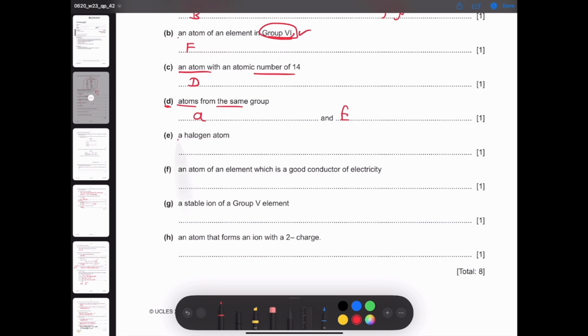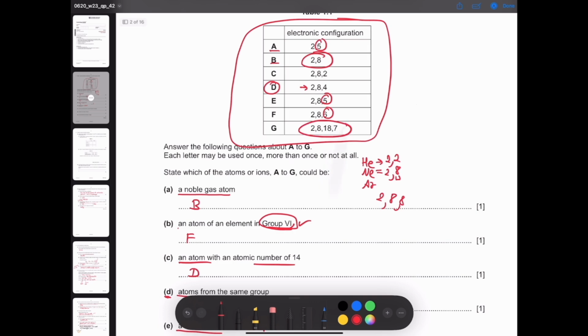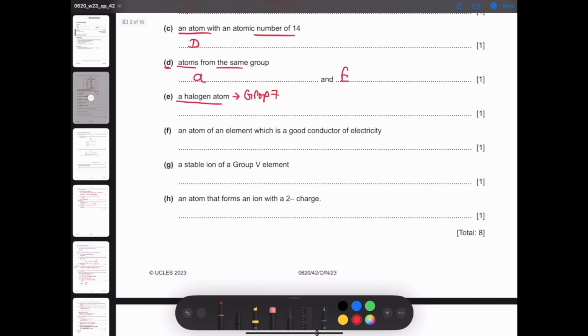Now, which one is a halogen atom? See, halogens are part of group 7. So again, as mentioned, they should have 7 valence electrons. Let's pick the one with 7 valence electrons and it is appearing out to be G. So the answer should be G.